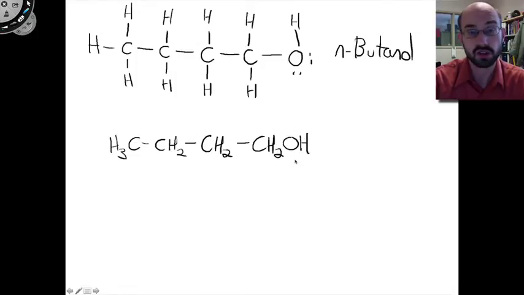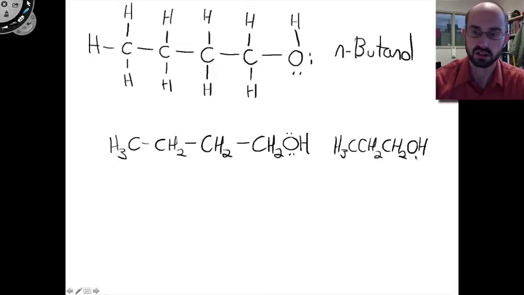Sometimes you show the lone pairs in condensed structures, sometimes you don't. At times you might not even show these bonds. I think your textbook often does that, so just something like this. Or you might start the first carbon like this.